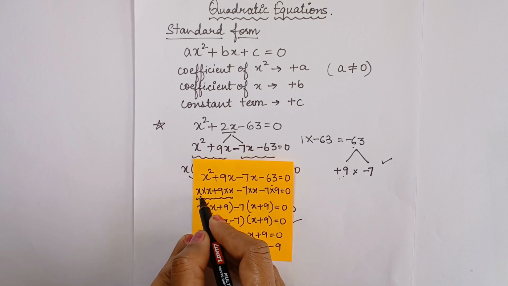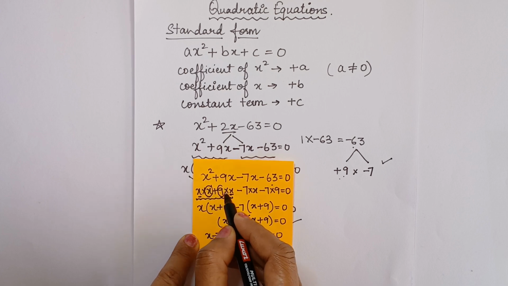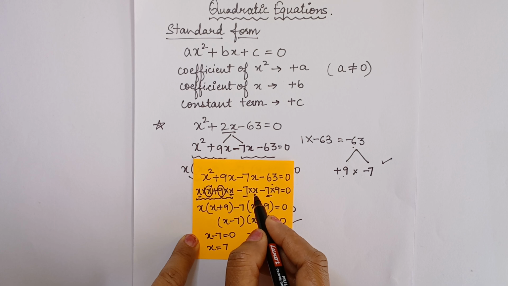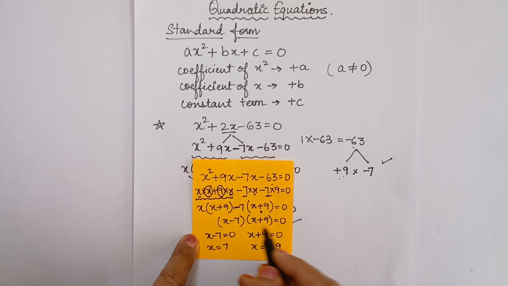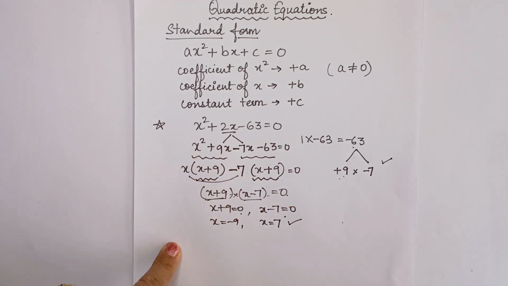Now from these two, if I take x common, in the bracket I will have x plus 9. And from these two, if I take 7 common, in the bracket again I will have x plus 9. As minus is common, this sign will change to plus. So I will have x minus 7 and x plus 9 is equal to 0. These are the factors of the quadratic equation. From there we have found the value of x.